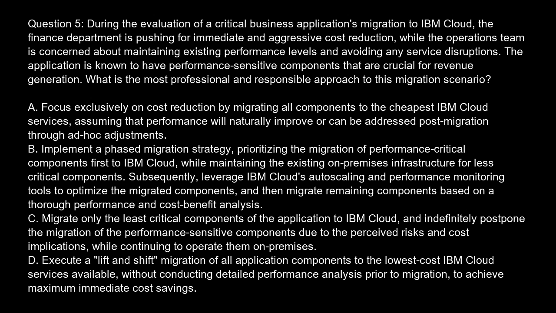Option C. Migrate only the least critical components of the application to IBM Cloud, and indefinitely postpone the migration of the performance-sensitive components due to the perceived risks and cost implications, while continuing to operate them on premises. Option D. Execute a lift and shift migration of all application components to the lowest cost IBM Cloud services available, without conducting detailed performance analysis prior to migration, to achieve maximum immediate cost savings.